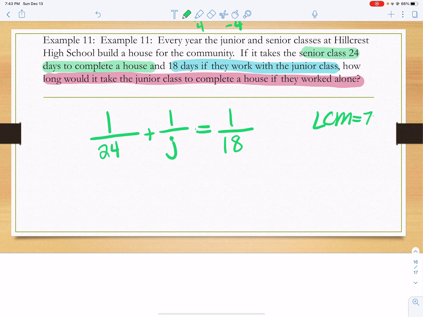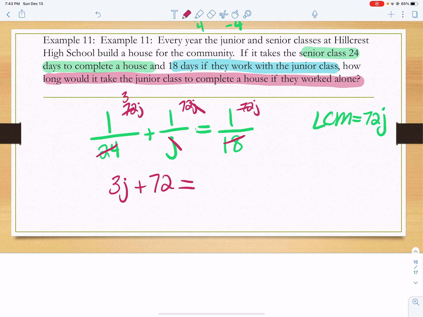is 72J. So I'm going to take everything and I'm going to multiply by 72J. So 24 goes into 72J 3 times. So this is going to be 3J. The J's would cancel, so I'd have plus 72. And 18 goes into 72 4 times, 4J. So then I'm going to minus the J, and I get 1J is 72 days.